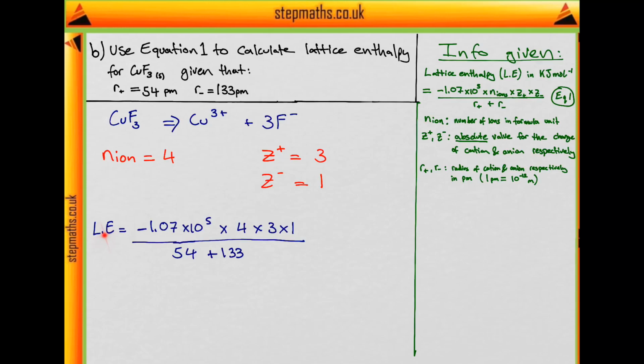Subbing into the equation, you get lattice enthalpy equals minus 1.07 times 10 to the 5 times 4 times 3 times 1, all over 54 plus 133. And that gives you minus 6,870 kilojoules per mole.